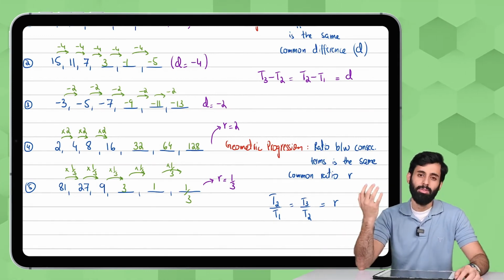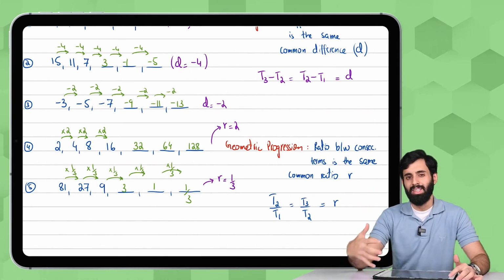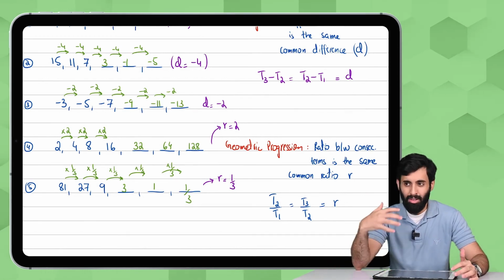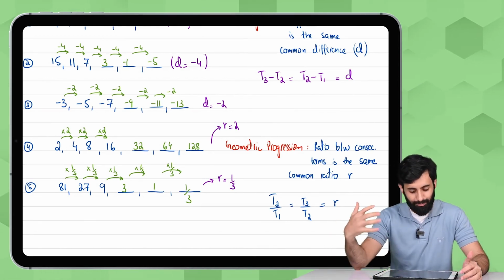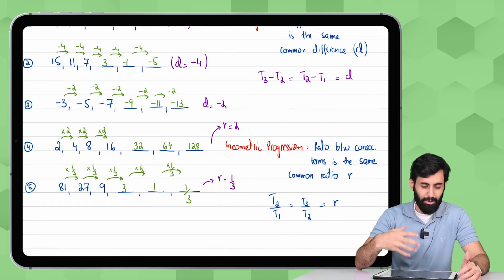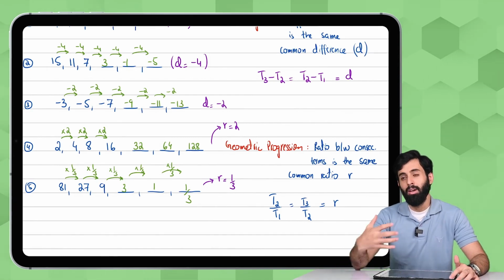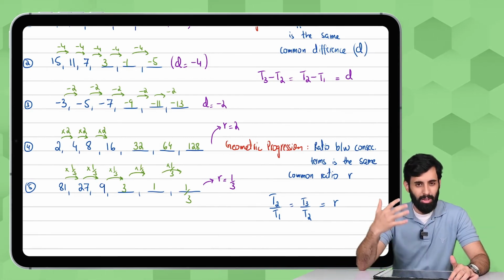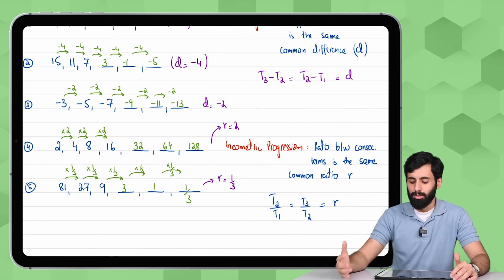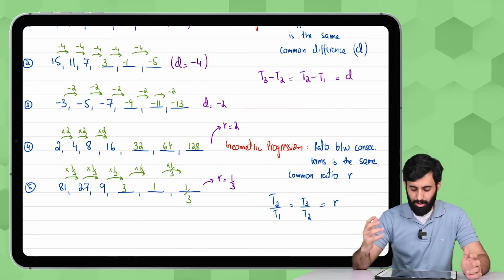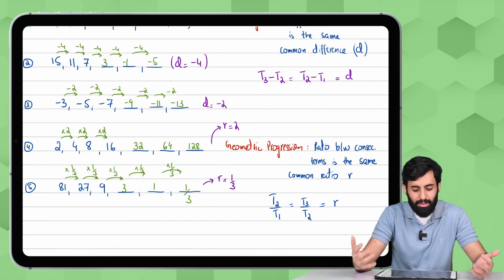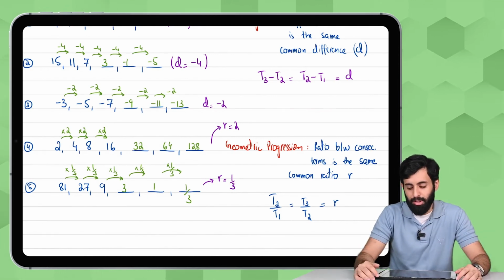So just to summarize it for you, in an arithmetic progression, you are consistently adding or perhaps subtracting a term in order to get to the next term. In a geometric progression, you are consistently multiplying, or in some cases dividing, but I want you to think of that as multiplying also, in order to get to the next term. And in an arithmetic progression, we have a common difference. In a geometric progression, we have a common ratio.